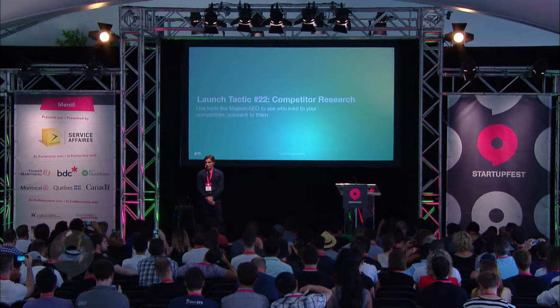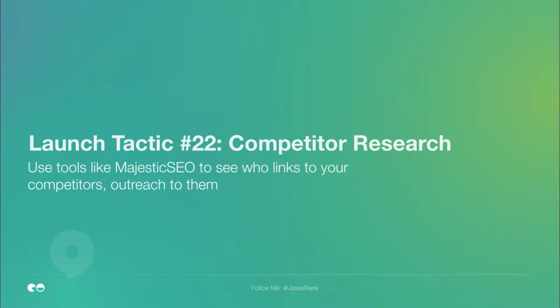Okay, competitor research. Your competitors have already done a lot of the work for you. They've already found out which websites accept guest posts. They've already found out which journalists write about their space. So you can go on this tool called majestic.com and see every single website that linked to your competitor. Now you can see which journalists wrote about them, which press featured them, and where they've submitted their startup. You put in your competitor's URL, and instantly get a list of every website that linked to them. Just go through that list and start outreaching.